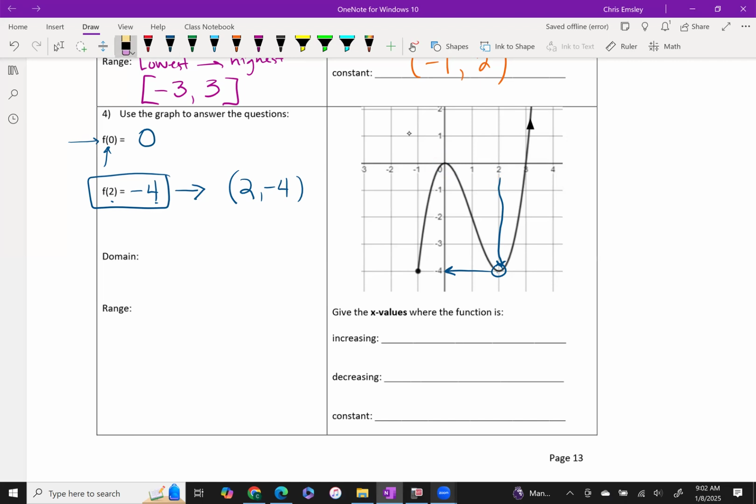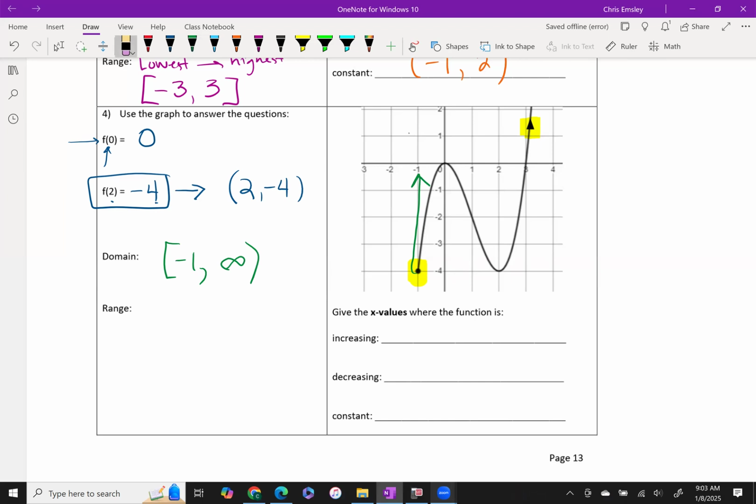Okay, domain of this graph. Remember, domain is X values, left to right. The leftmost point on my graph is this one. Rightmost point, it's an arrow. So what does that mean? We're going to grab the X values. The X value of the leftmost point, if I go here and look up, is -1. The X value of the rightmost point, that's an arrow. It keeps going forever and ever. There is no rightmost point, so our domain is from -1 to infinity. All X values starting at -1 and bigger forever and ever.